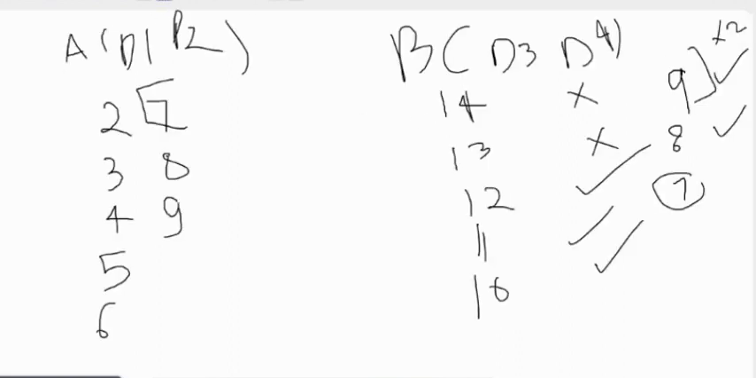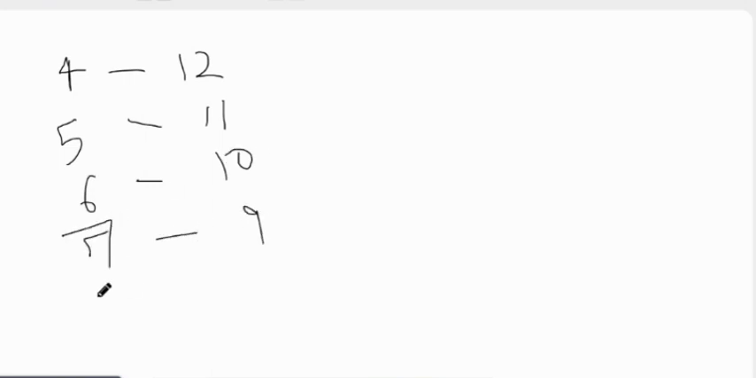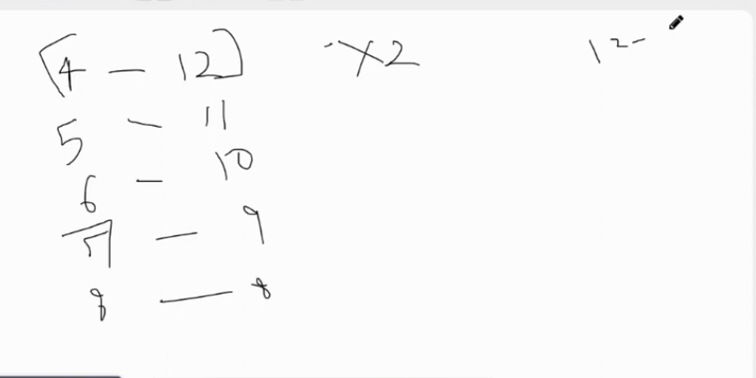Okay, so the final conclusion is this. We have to take the cases starting from 4. Now I will write that here. For 4 we must have 12. For 5 we must have 11. For 6 we must have 10. For 7 we must have 9. For 8 we must have 8. Now the number of ways has to be counted twice, because 12 and 4 is also satisfying the case. Similarly here into 2, here into 2, here into 2, and here into 1.